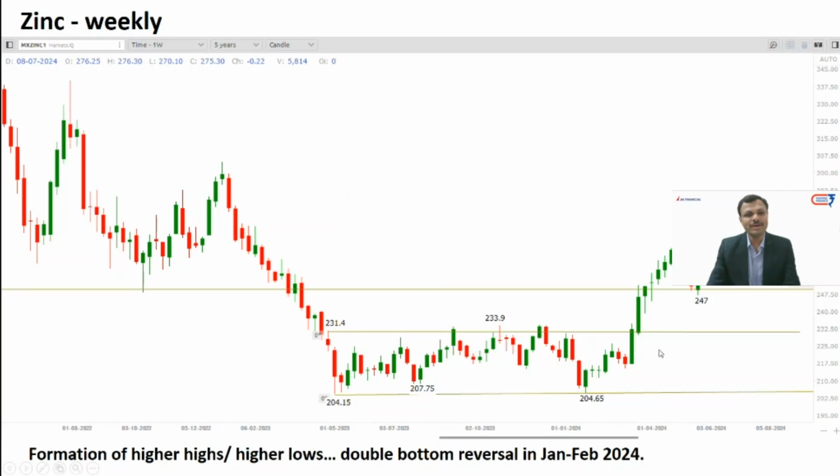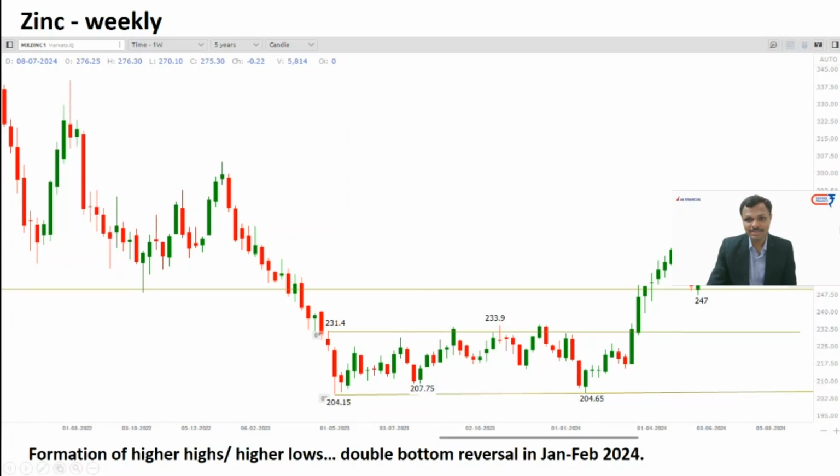So also one needs to note here, we had discussed earlier about price forming higher highs and higher lows. So look at the zinc chart right from the beginning. It is forming higher highs, higher lows, higher highs, higher lows. Here the pattern took a hit. We saw some correction. Again, prices are moving up in the formation of higher highs, higher lows from the last 4 weeks. So the trend remains very much positive.